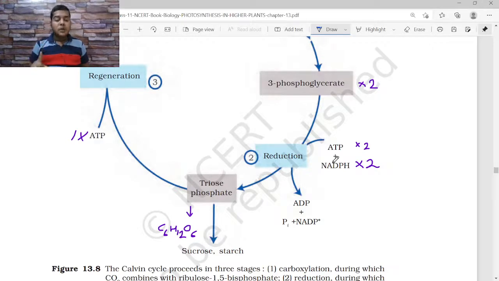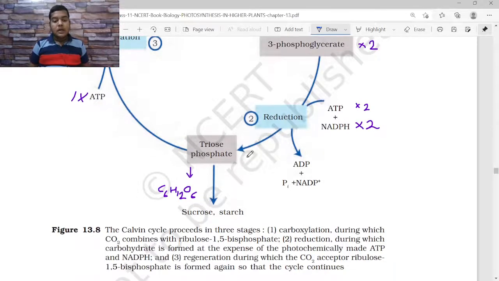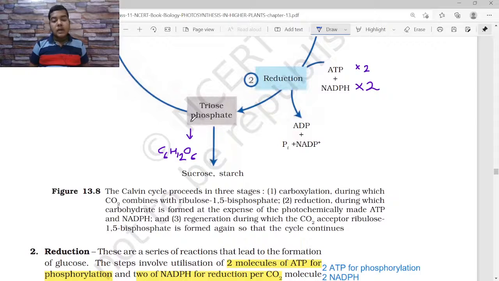तो एक CO2 मॉलिक्यूल के लिए हमारा 2 NADPH और 2 ATP यूटिलाइज हो रहा है. Now ATP and NADPH will be converted into adenosine diphosphate और inorganic phosphate plus NADP positive. Now जो रिडक्शन है हमारा 3PGA मॉलिक्यूल का वो ट्रायोस फॉस्फेट में कन्वर्ट हो जाएगा. Then this triose phosphate will further be modified into glucose, और glucose के बाद modify होके वो सुक्रोज और स्टार्च के फॉर्म में स्टोर हो जाएगा. ठीक है, सुक्रोज स्टार्च के फॉर्म में स्टोर हो जाएगा.